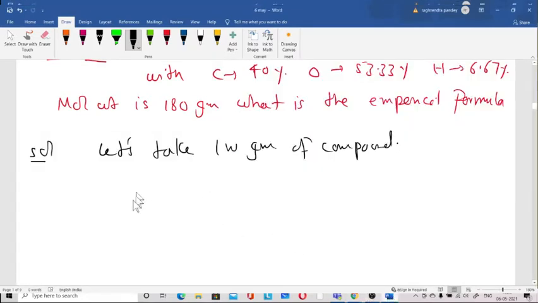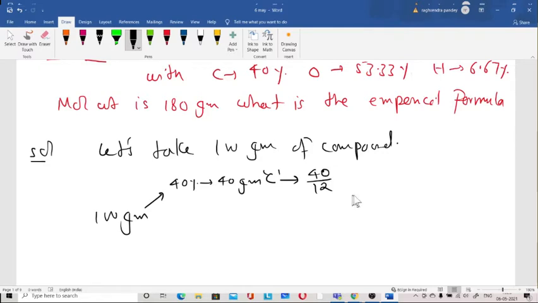Let's take 100 gram of compound. So how much is the carbon? 40%. Means 40 gram carbon. What is the moles of carbon here? 40 by 12. 40 by 12 means 40 gram is the given weight divided by the molecular weight, that I told you in the second lecture.